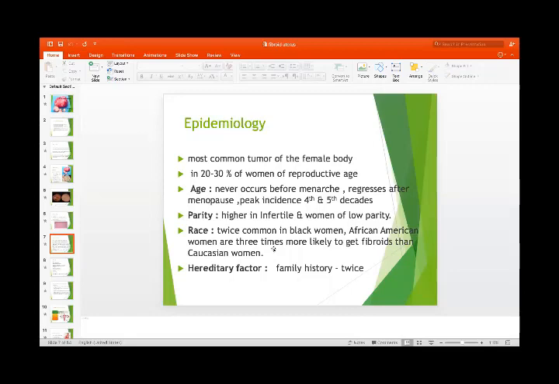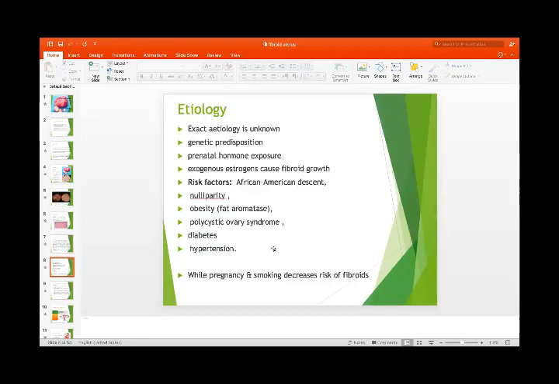Regarding the hereditary factor, it runs in families also. If a mother had a fibroid uterus, her daughter can also have a fibroid uterus. So it is twice as common if a patient has a family history of fibroid uterus. The exact etiology is unknown. Why are fibroids formed in the uterine wall? Maybe it is genetic predisposition, or prenatal hormone exposure, or if a patient is taking exogenous estrogens, it may cause growth of the seedling fibroids.